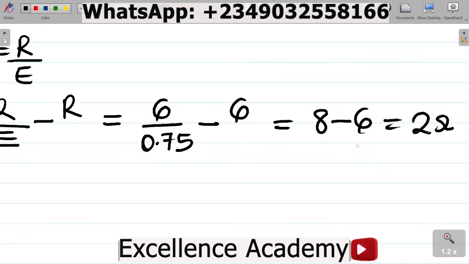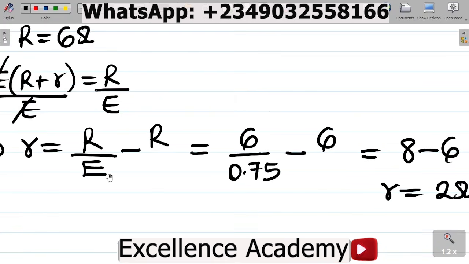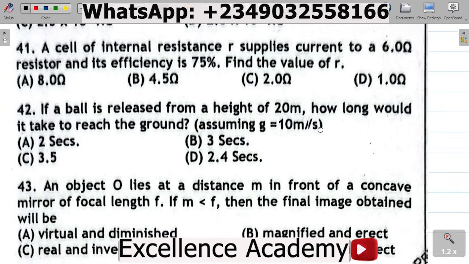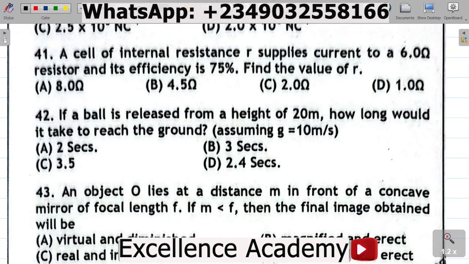Resistance is in ohms. So that means the internal resistance, small r, is equal to 2 ohms. So which option is that? Let's see. That is C. The correct answer here is C, 2.0 ohms.